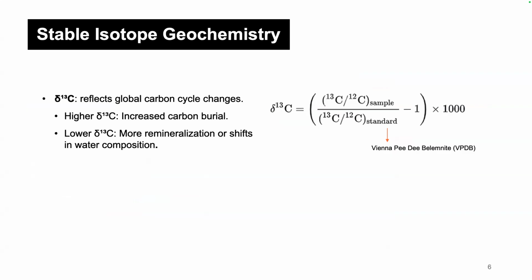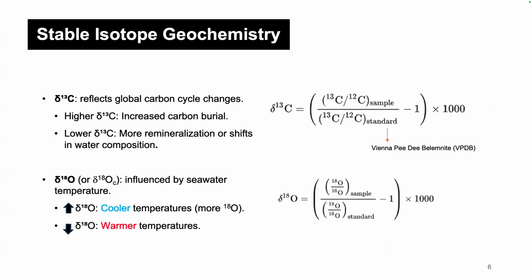Delta 13C refers to the ratio of carbon 13 to carbon 12 in a sample relative to a standard, Vienna PDB belemnite. In the marine realm, Delta 13C is a crucial indicator of the global carbon cycle, as changes in its values reflect organic carbon burial, ocean circulation, and biological productivity. Higher Delta 13C values indicate increased carbon burial, while lower values suggest remineralization or changes in water mass composition.